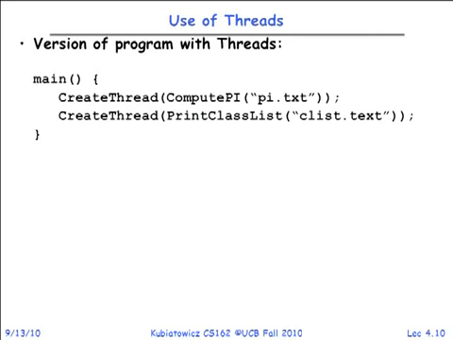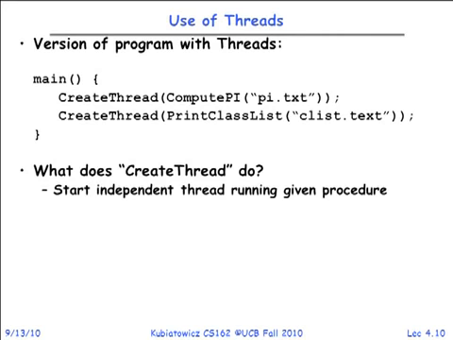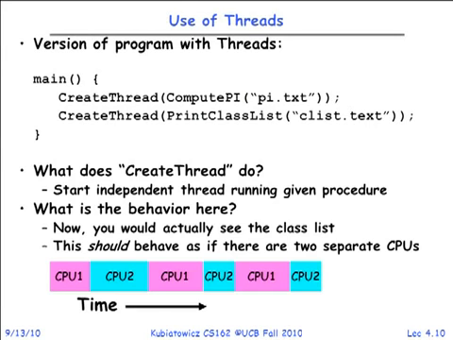All right, so what does create thread do here? Well, it's a proxy for whatever thread package you've got, but they all have some sort of thread creation. What this is doing is starting an independent thread running some procedure. Most thread packages have that notion. And what's the behavior? Now we actually see the class list. Hopefully, this should behave as if we've got two separate CPUs, each executing together. Reality, of course, is that the CPUs are being interleaved. Is everybody clear on that?